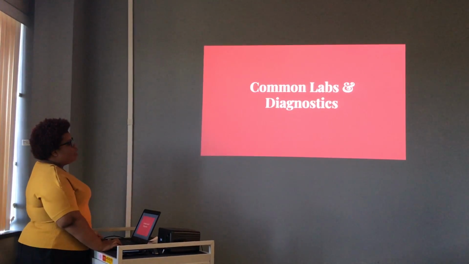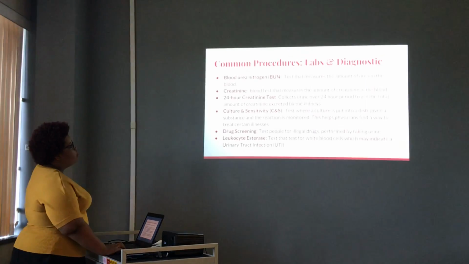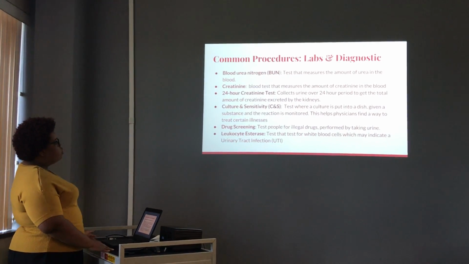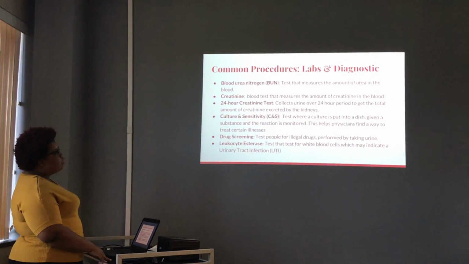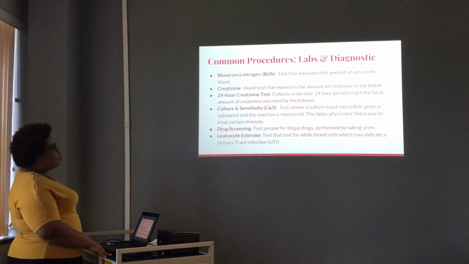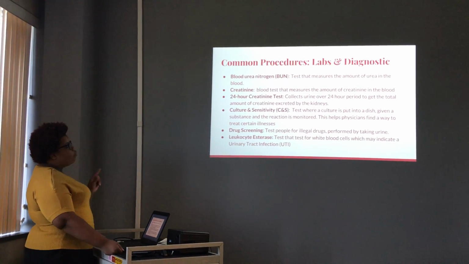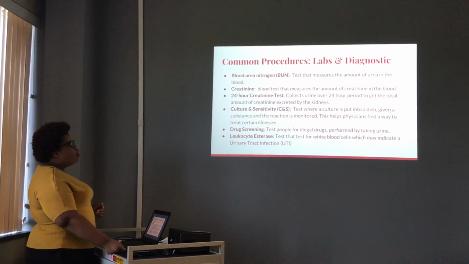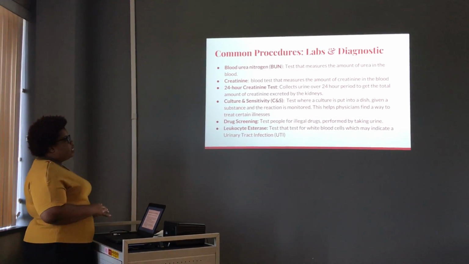These are some of the common lab diagnostics that are associated with the urinary system. So some of the common procedures are such things as blood urea nitrogen, which is BUN. This is a test that measures the amount of urea in the blood. Creatinine is a blood test that measures the amount of creatinine in the blood, and a 24-hour creatinine test collects urine over a 24-hour period. You get a total amount of creatinine excreted by the kidneys.